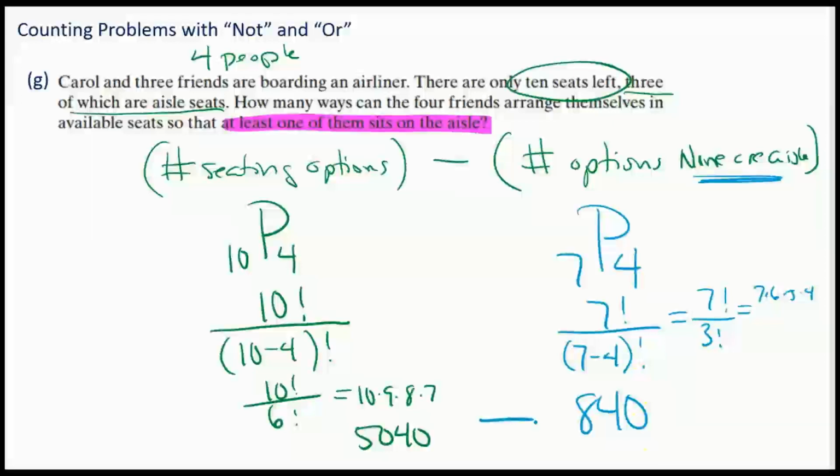So my final answer, let's make it in bold red here, is 5,040 minus 840, and that's going to give me, believe it or not, 4,200 seating options for Carol and her 3 friends. With just 10 seats, but they can rearrange themselves in all sorts of ways.